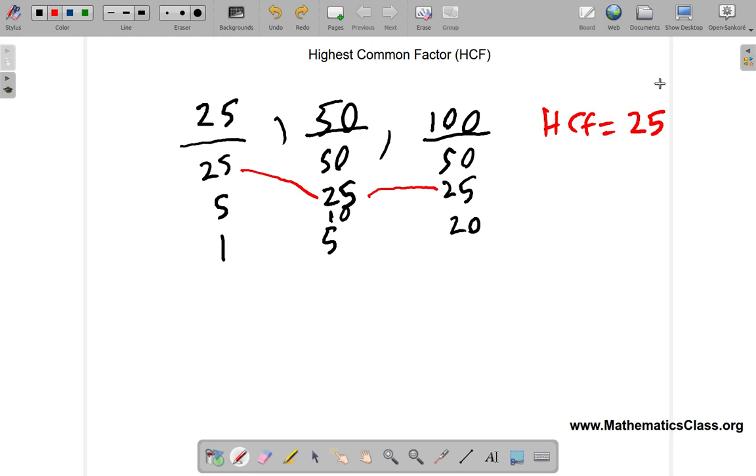It must be a factor of all the numbers that you have in line. So in that case, it's common to all, and then you look at the highest one that is there. So that is the highest common factor.